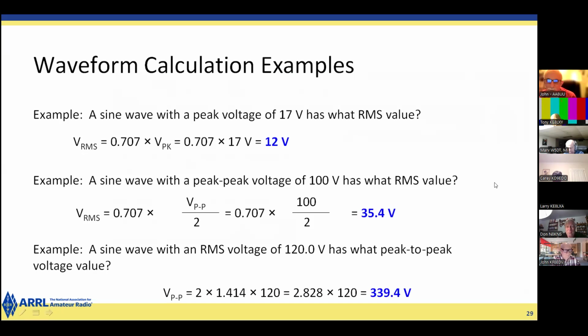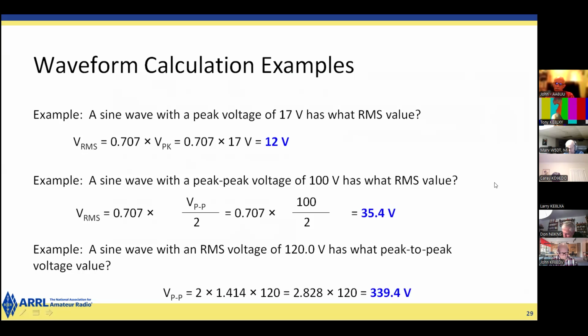A sine wave with an RMS voltage of 120 volts has what peak to peak voltage value? Well, there you can do 1.414 times 120 and then double it to get to the peak to peak, because they want to know the peak to peak, which is 1.414 times 120, and then you double it.